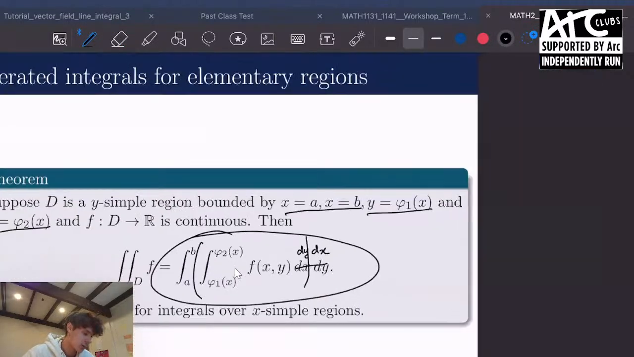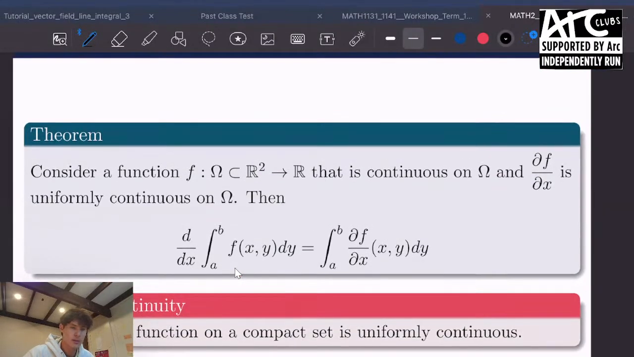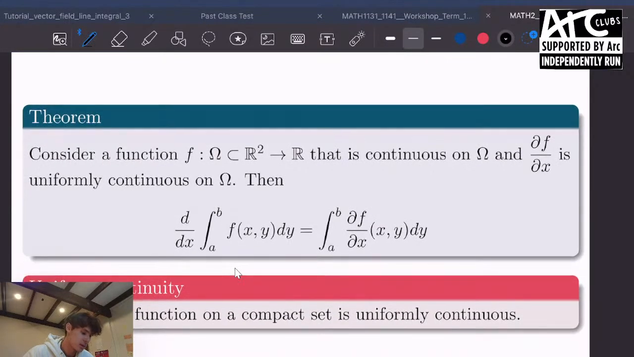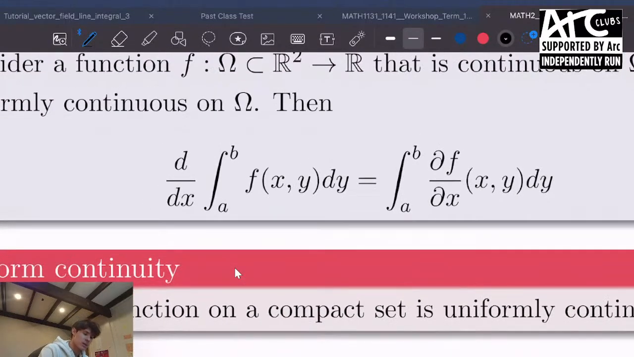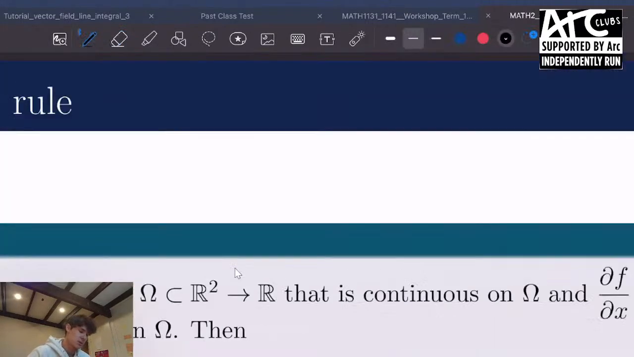So now moving on to Leibniz rule. So Leibniz rule is a way of looking at these expressions like this. So if we have the derivative of some integral, or in other words, if we define some function in terms of an integral, and we want to find its derivative, well, we can use Leibniz rule. This is also known as differentiation under the integral sign.